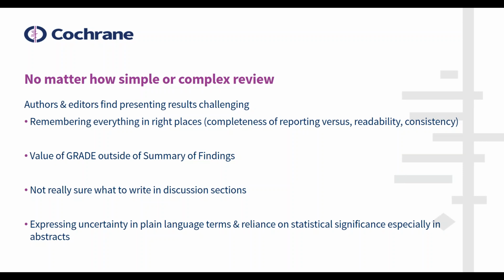One is that we have quite a high reporting requirement, certainly in Cochrane, but also PRISMA reporting standards require quite a lot of information to be put in, and adherence to that isn't always strong. So people find it difficult to manage the completeness of reporting against things like readability and consistency. So in other words, having to tell people about everything can have a massive impact on how readable the systematic review document is.